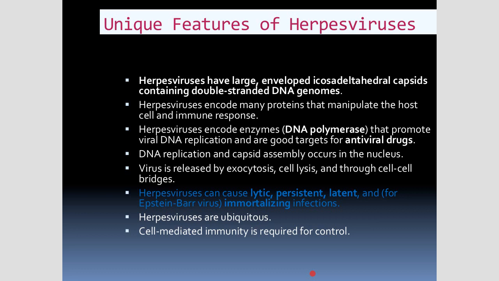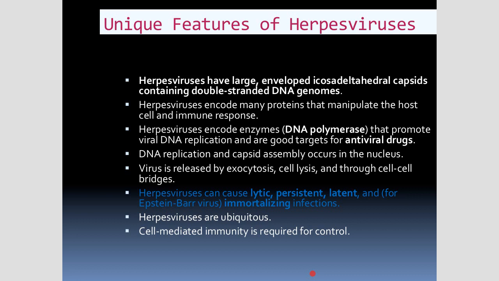Remember, I told you 4 different types of lesions that were lytic, persistent, latent, and immortalizing infections. So when I talked about general characteristics, I said that they can go and lyse the cell, they can disappear somewhere in the cells, and are persistent. Once you get infection, you have it for the rest of your life. As I said in HPV, there's nothing you can do. You cannot get rid of that. Okay, once you get infection, you have it.